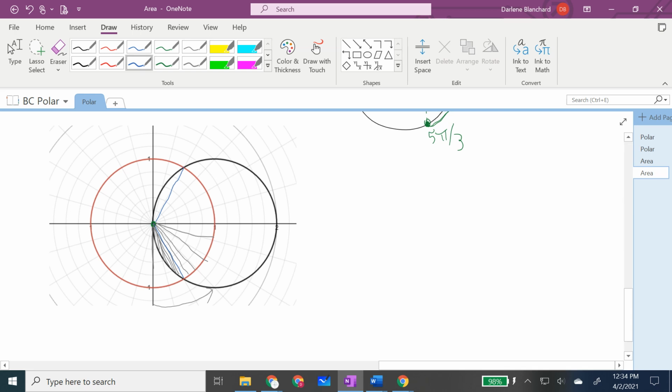And I'm going to make this a little bit more obvious. And then again, after I pass this intersection point, now it changes from the red circle being closest to the black circle being closest.